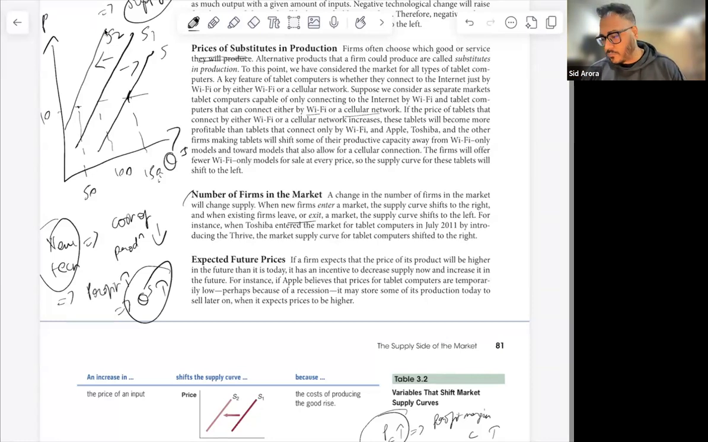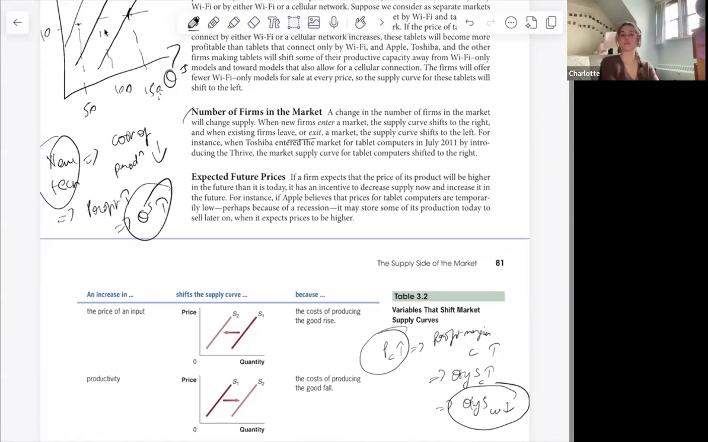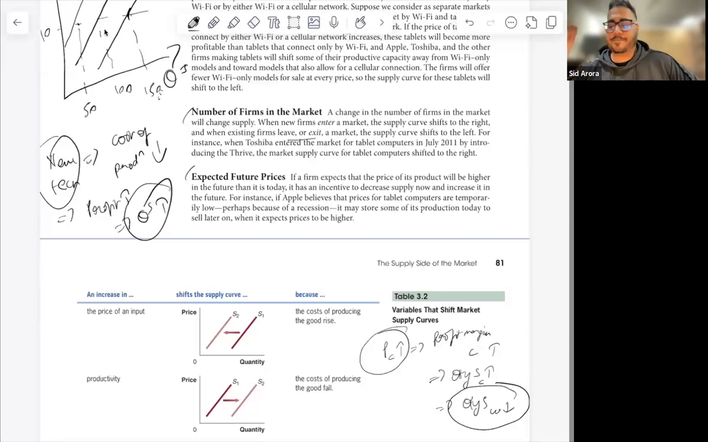Pretty straightforward. And then the last one is expected future prices. So again, we did this on the demand side as well, but here it's going to work the opposite. Because when you're the consumer, if you expect the price in the future to go up, then today you would demand more, because you would want to stock up today and your demand would go up today. But on the supply side, it's going to be opposite.